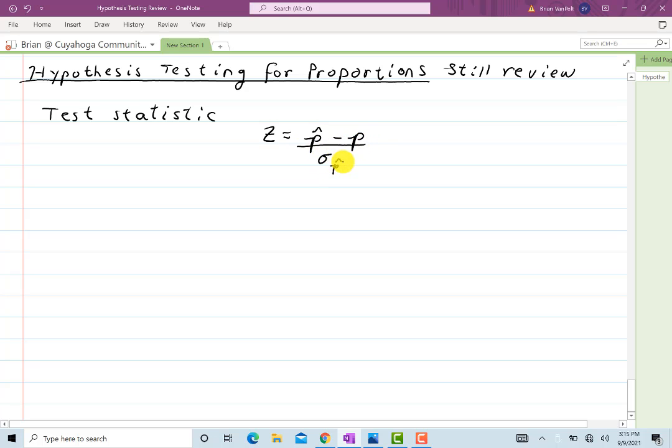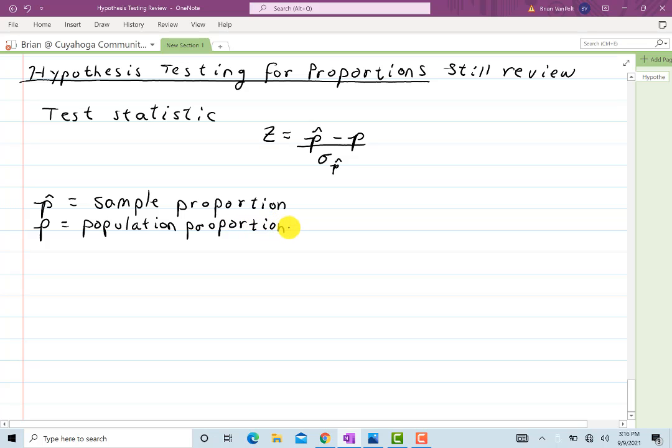You may not remember all of these symbols, but let me write down a couple of other things first. P hat is the sample proportion. And then P is the population proportion. And then sigma P hat equals the square root of PQ divided by N.